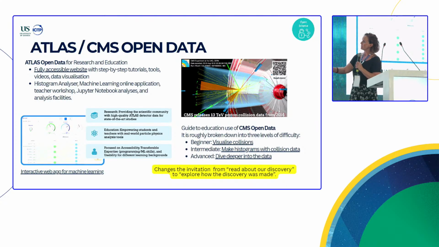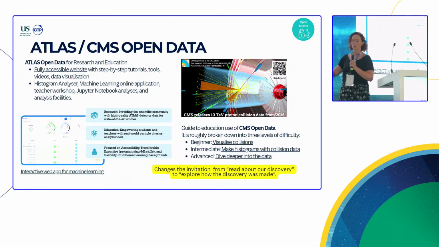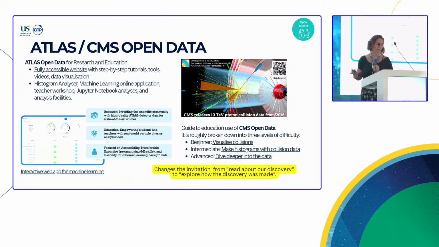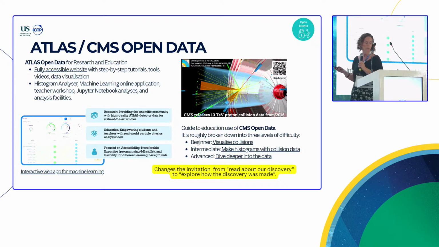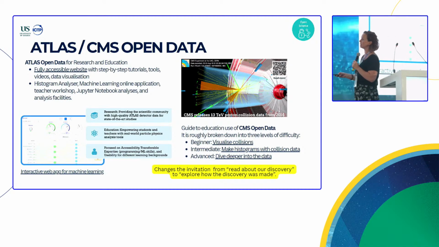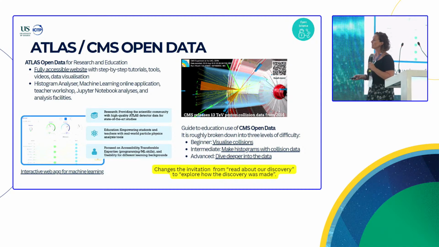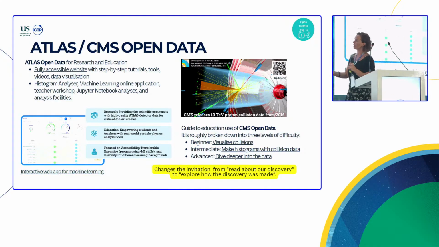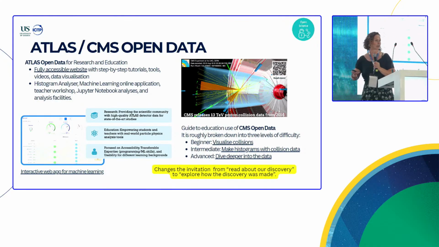So with ATLAS, you can see there are 3 things that we focus on. The first is research, where we provide the scientific community with high-quality ATLAS data sets. The education aspect is very strong with ATLAS. We really want to empower students and teachers with our data sets, real data, and we have lots of different ways you can access it. And then there's a focus on accessibility. You can see here one of our machine learning web applications so that people can start to understand how neural networks work without needing to understand coding and scikit-learn.